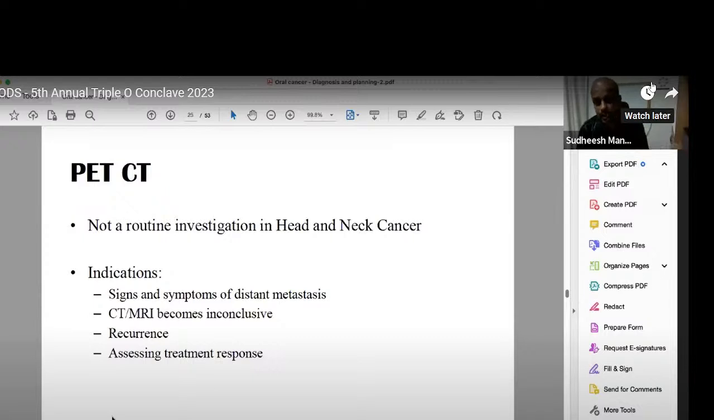Or a recurrent case, where you have a large recurrence and you suspect there could be a distant metastasis. In such a case, you can go for a PET scan, or to assess the treatment results. You did a comprehensive treatment like surgery followed by radiation or chemoradiation. Maybe after 6 months the patient is complaining of severe pain somewhere where it is clinically difficult to detect. In such cases, again, you can go for a PET scan. Otherwise, a PET scan does not stand as a routine investigation for head and neck cancer evaluation.